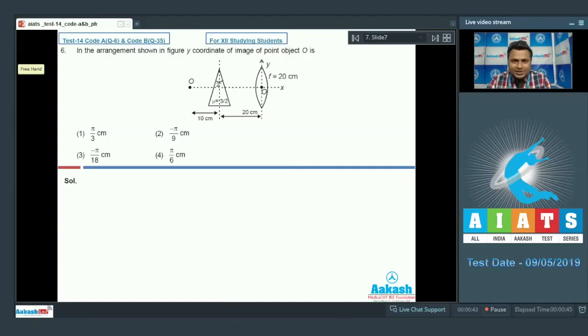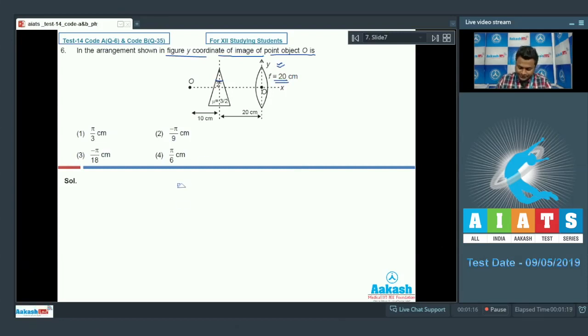So here is question number 6. In the arrangement shown in figure, the y coordinate of image of point object O is what? Now here is the point object, prism having angle of prism 2 degree, and next is a convex lens of focal length 20 centimeter. Distances are given.